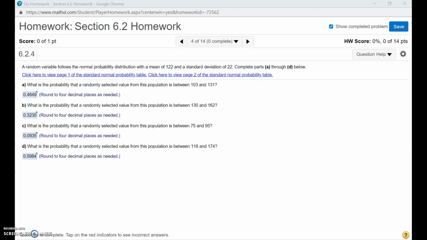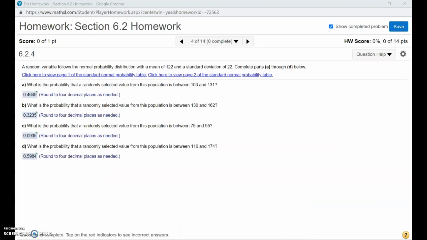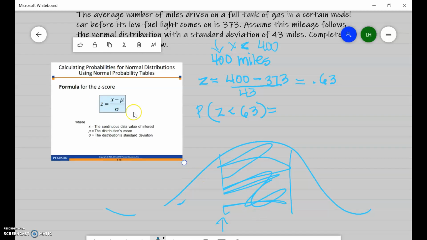I wanted to quickly go over what you're expected to do in problems 3 and 4. It's basically putting things together that we have already done, but you're going to have to find the z-score by using the formula. Here's the formula for your z-score.